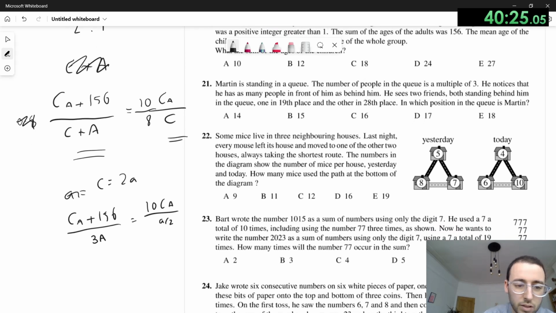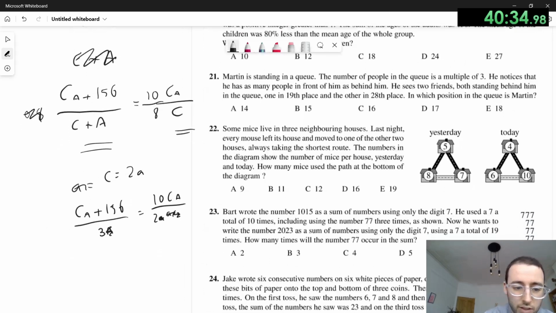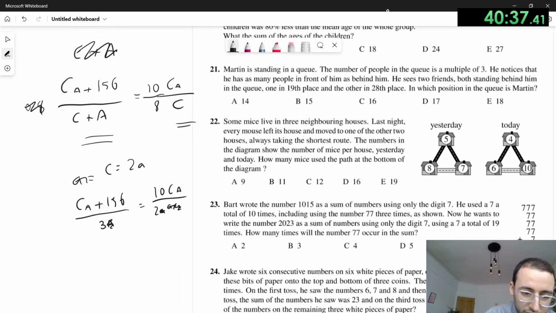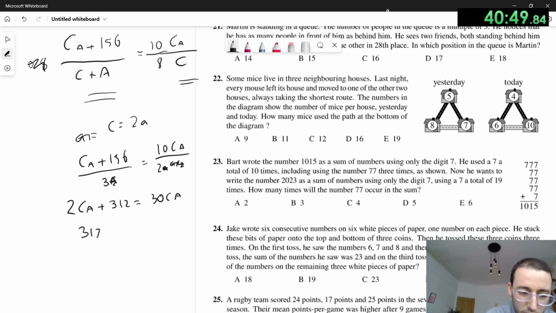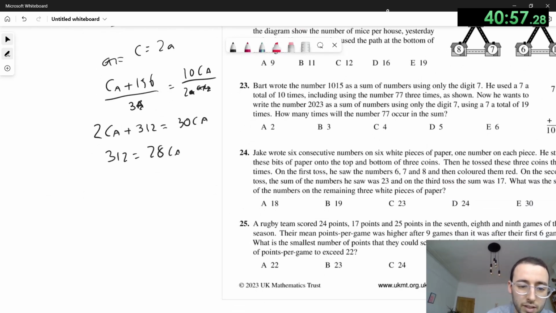Wait, C equals 2A. I can cancel out the A's, and then what am I trying to find? What's the sum of the age of children? So now I've got 2CA plus 312 equals 30CA. So now I've got 312 equals 28CA. Please God, I think it is. So CA equals 312 over 28.